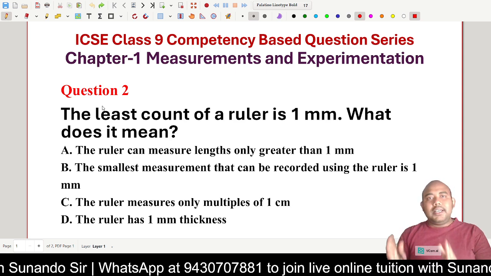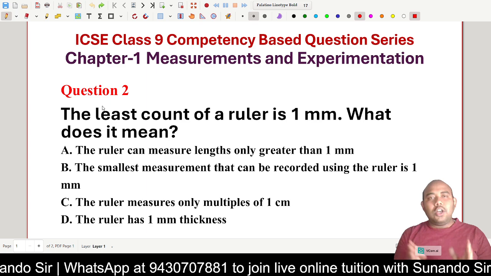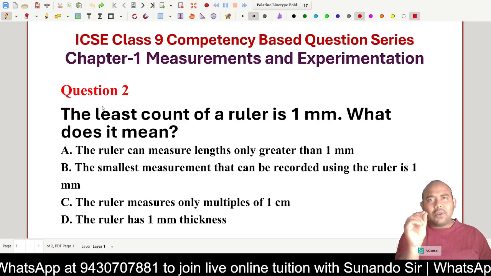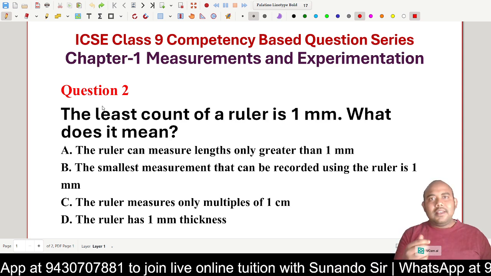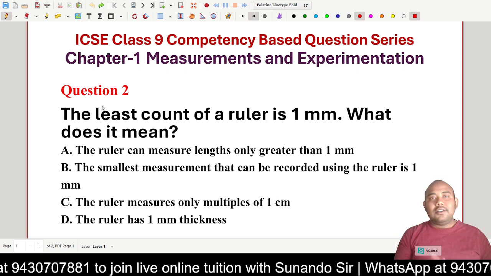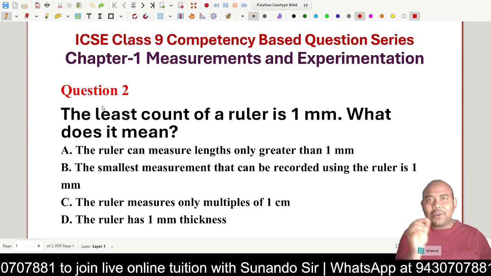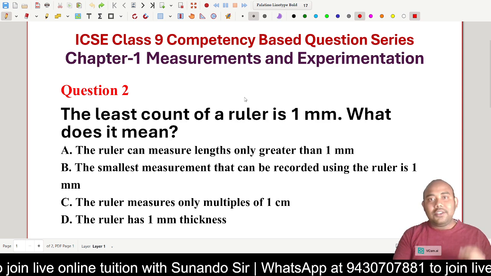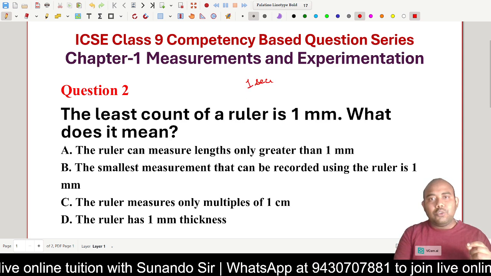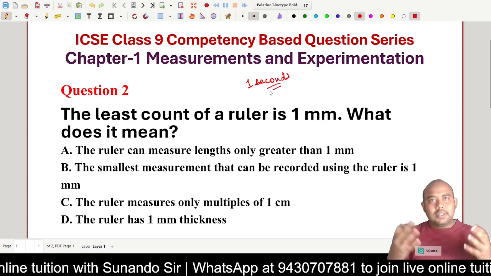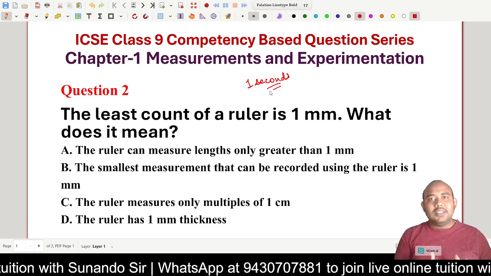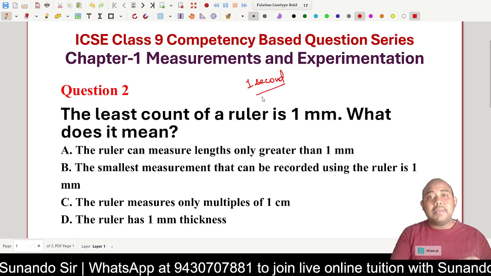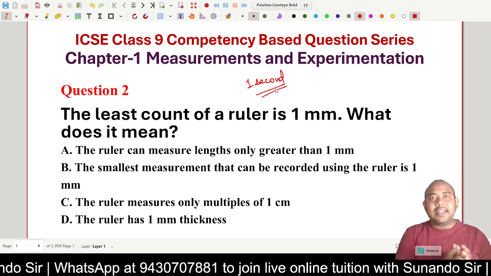Suppose you consider the wall clock of your house. There's a wall clock. Now what's the smallest time that you can measure from that clock? Can you tell me what is the smallest time that you can measure from that clock? Yes, 1 second, isn't it? Most of the clocks that we have in our homes measure 1 second as the smallest time. We cannot measure lesser than 1 second accurately.